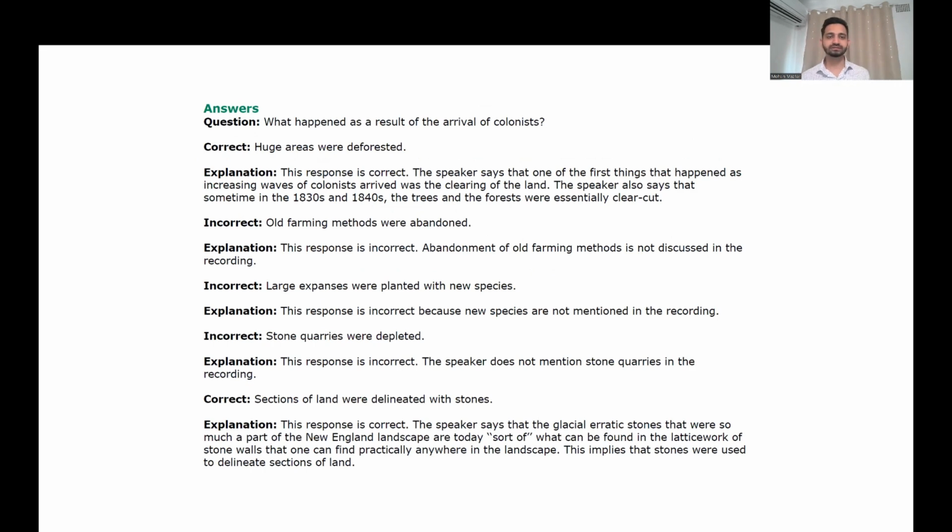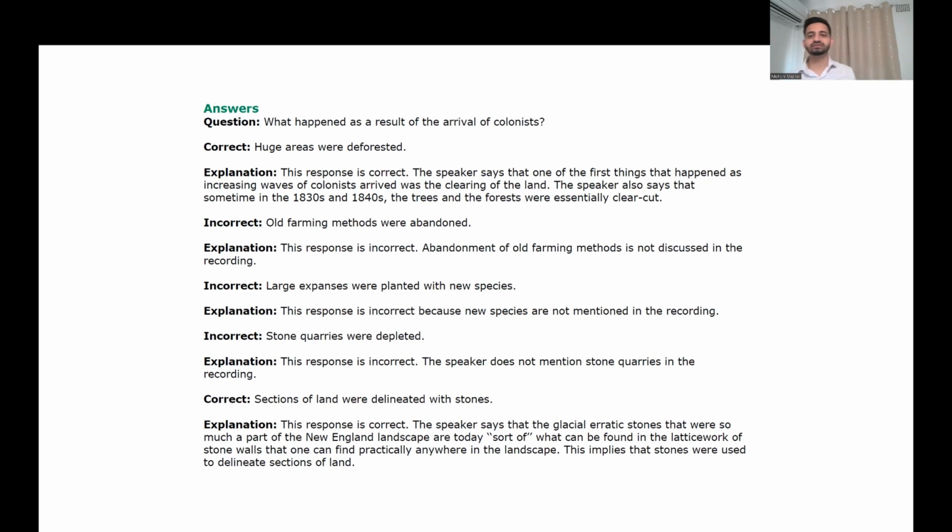The first option is huge areas were deforested. So that's the correct answer, because it does talk about clearing the land, and I mean, what did we have before? Botanic blanket. It was cleared. So this response is correct.